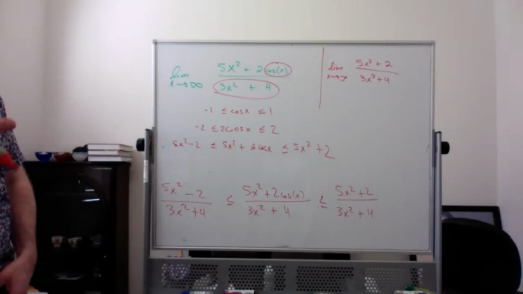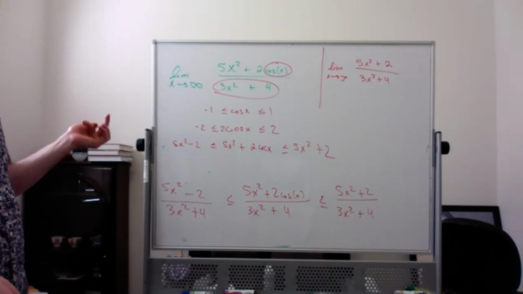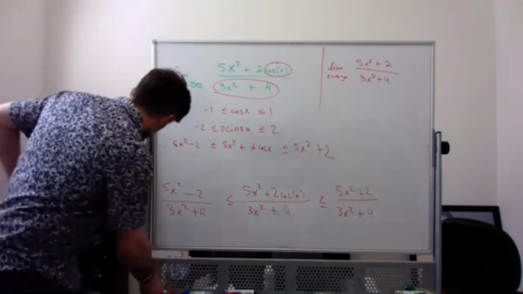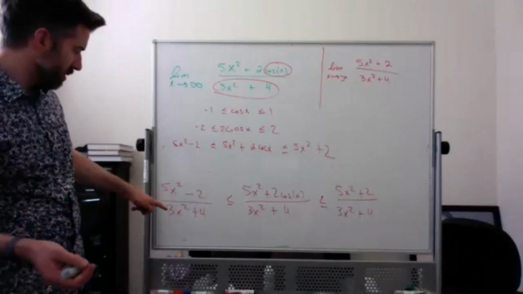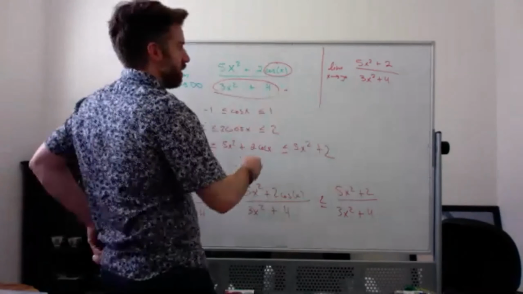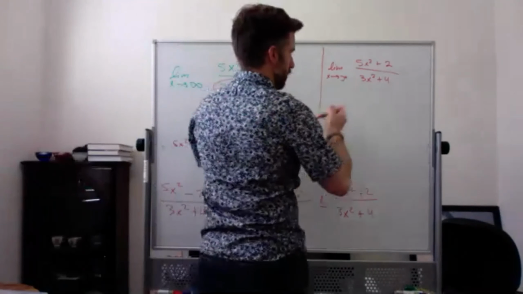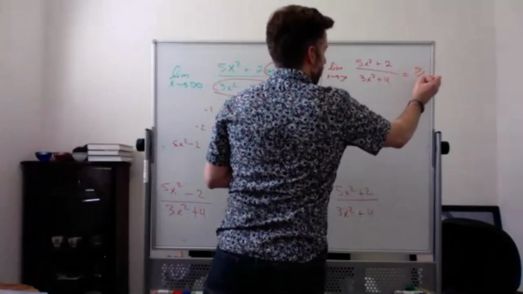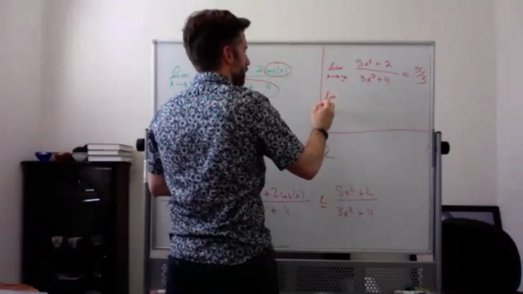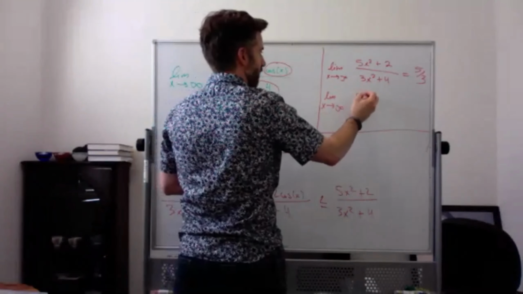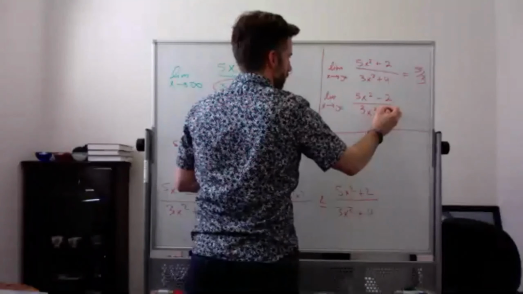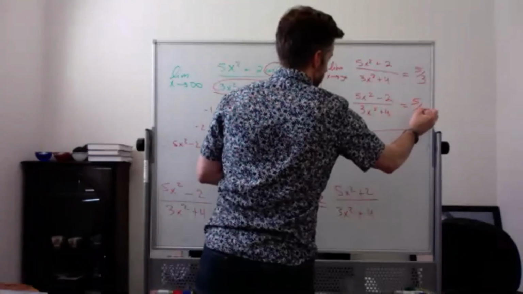So if you have a limit to infinity, especially with a sine or a cosine, you really want to use the squeeze theorem. Then we still have to do a little bit more work. We have to say what the limit of each of these things is. I've saved myself some work. The limit of this is equal to, as you guys told me, 5/3. And we also know that the limit as x goes to infinity of 5x squared minus 2 over 3x squared plus 4 is also 5/3, right?